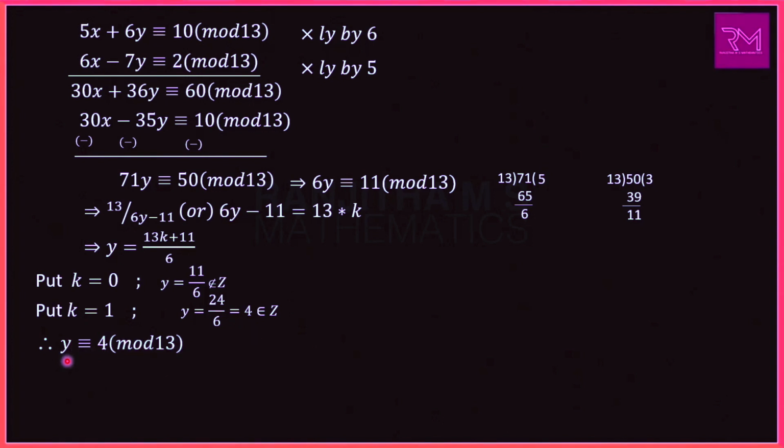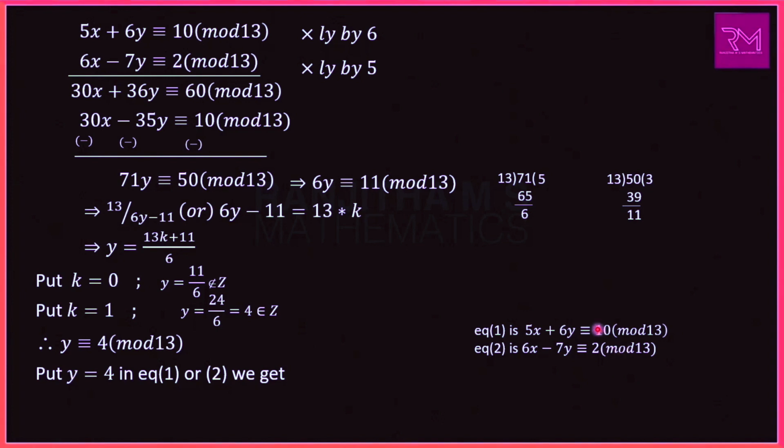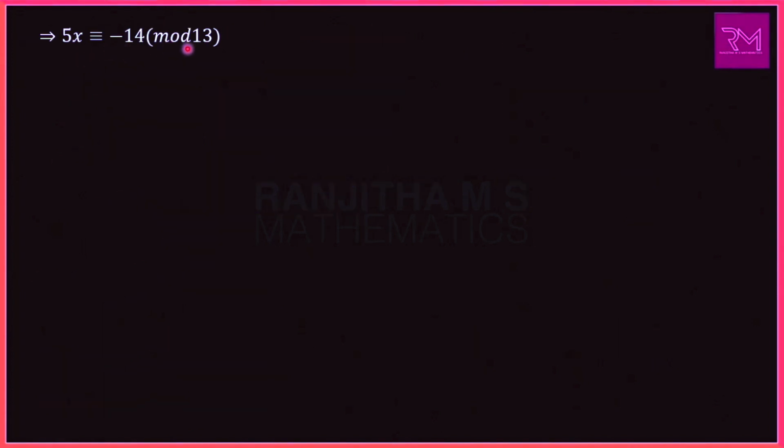As before, here we get a value of y. Again we have to find the value of x. For that we have to put y equal to 4 in equation 1 or equation 2. Equation 1 is this, equation 2 is this. We can substitute y value 4 in equation 1 or equation 2, both are the same. I am substituting y value 4 in equation 1, that is 5x plus 6 into 4 is congruent to 10 modulo 13. Here 6 into 4 is 24. Here if we subtract 24 throughout, we get 5x plus 24 minus 24 is congruent to 10 minus 24, which is minus 14, under mod 13. Therefore this congruency reduces to 5x congruent to minus 14 mod 13.